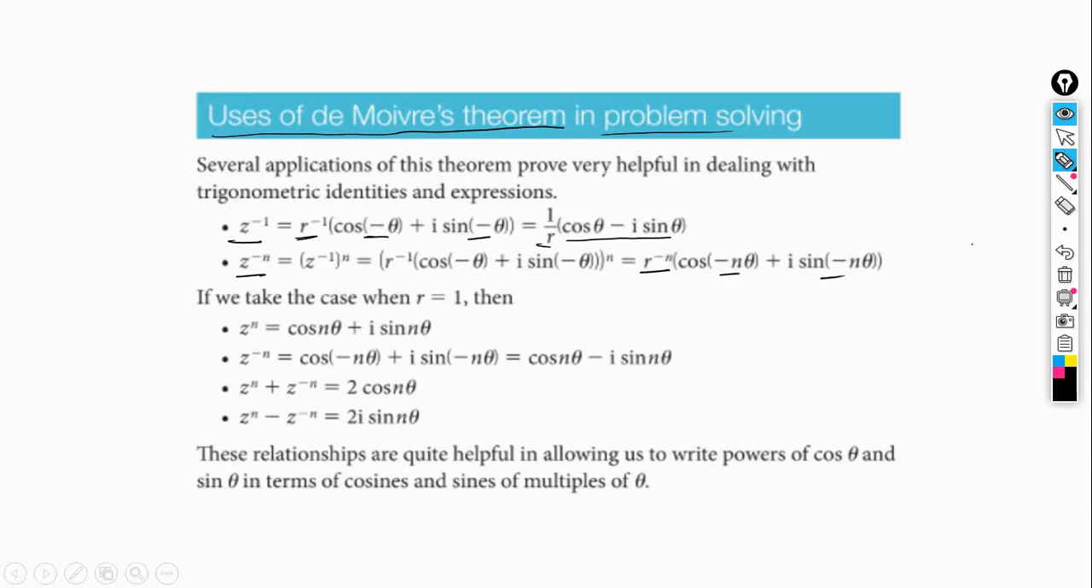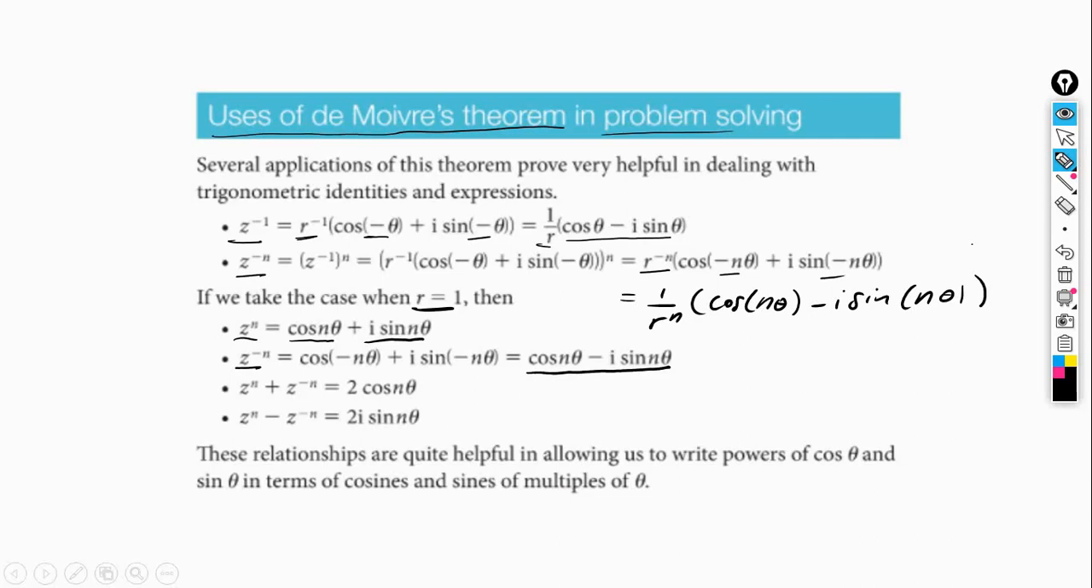Now they're missing one step here because this would equal 1 over r to the n. And this is the same as cosine of n times theta minus i sine of n times theta. So if we take the case where r equals 1, the modulus equals 1, then z to the n would simply be cosine of n times theta plus i sine of n times theta. Then z to the minus n is going to end up equaling this, cosine of n times theta minus i sine of n times theta.